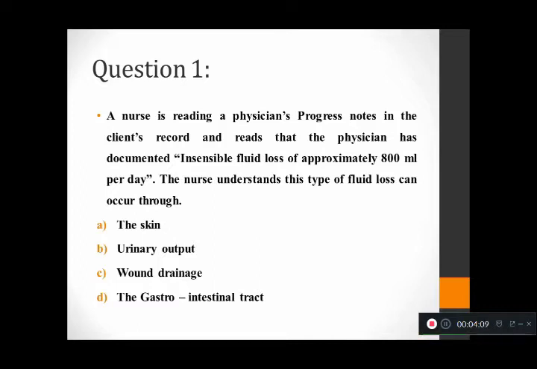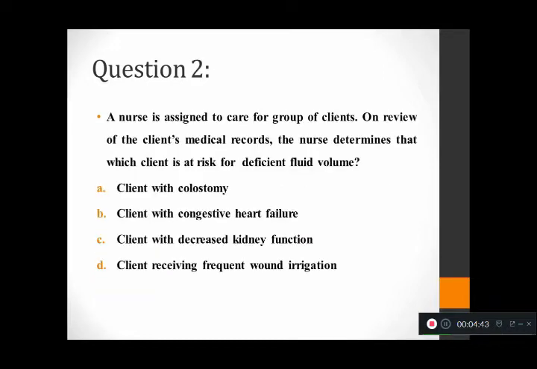So fluid loss through the skin cannot be measured accurately, whereas for option B, option C, option D, the loss of fluid through urinary output, wound drainage, and gastrointestinal tract can be recorded accurately. So here the answer will be option A, the skin. The amount of water loss through skin is insensible. This we have already studied in physiology. Now we move on to the second question.